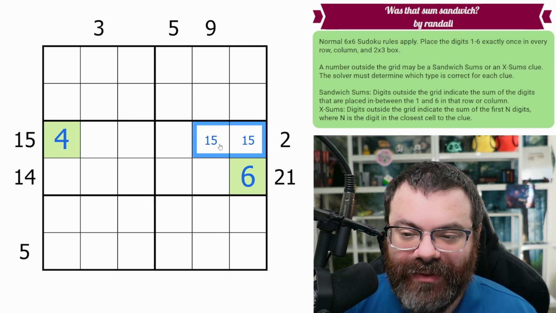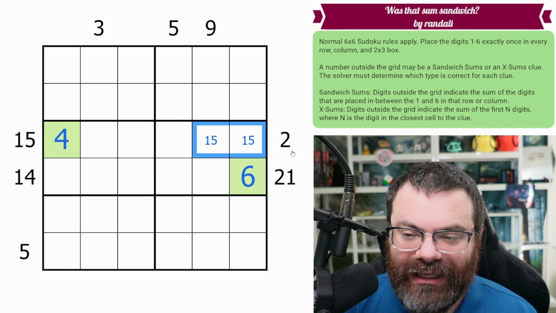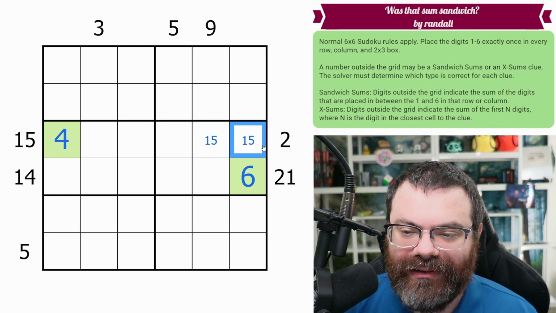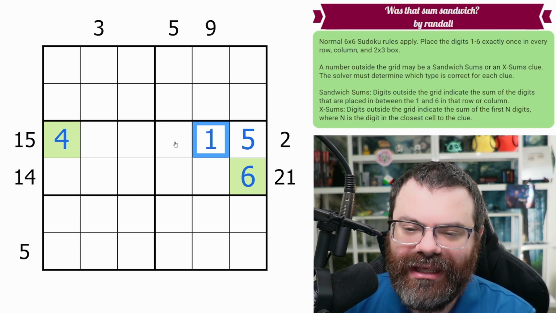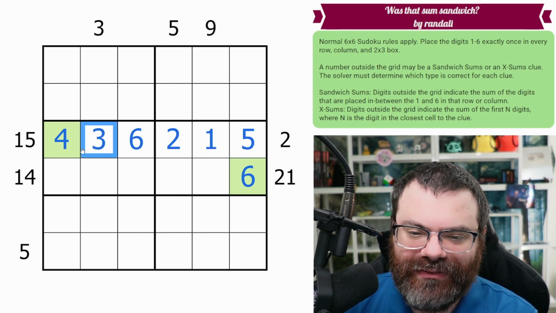So this 1 5 pair is going to be involved in a sandwich sum to 2. But if the 1 was here, then it would have a 5 in it. So that's not going to work. So this is 5, this is 1. Then we do 2 6 right away, and then this is a 3.